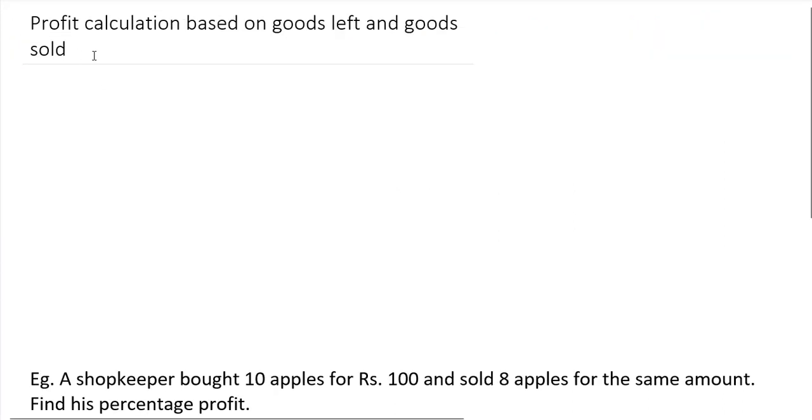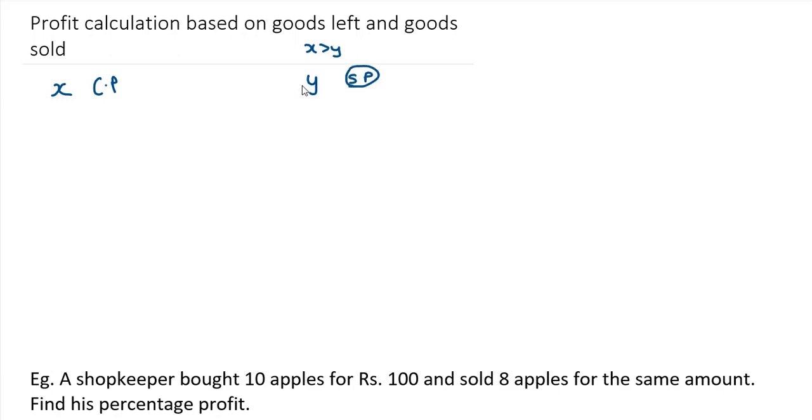In this part, we will understand how to calculate profit based on the concept of goods left and goods sold. Suppose you have bought X unit of some product at cost price of CP, and you decided to sell only Y unit where X is greater than Y. That means you have bought more number of products and you are selling only a few number of products at, say, some selling price SP, per unit selling price SP.